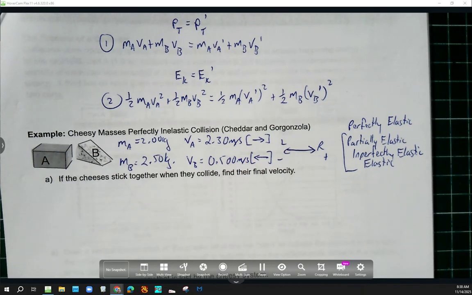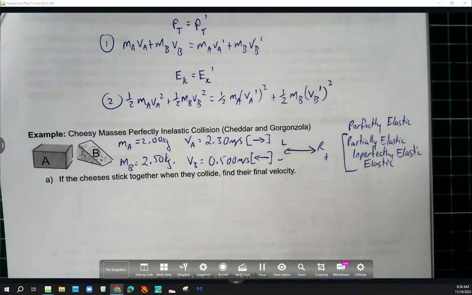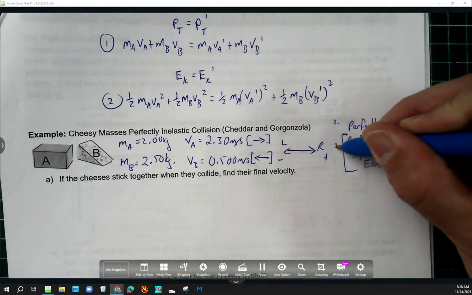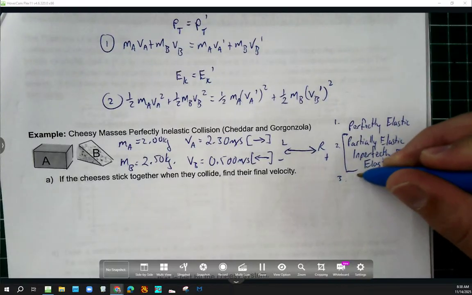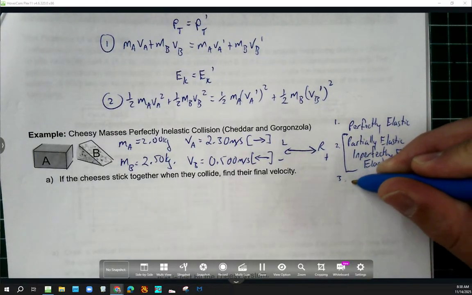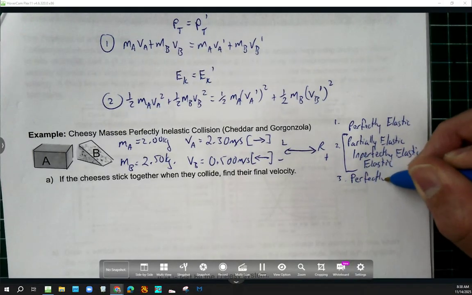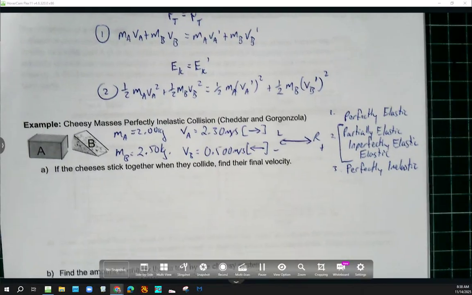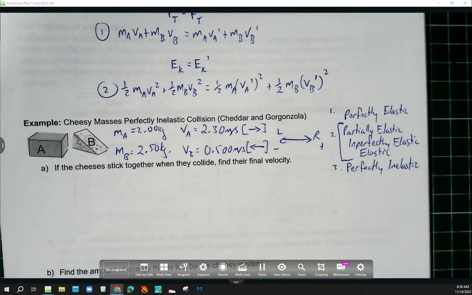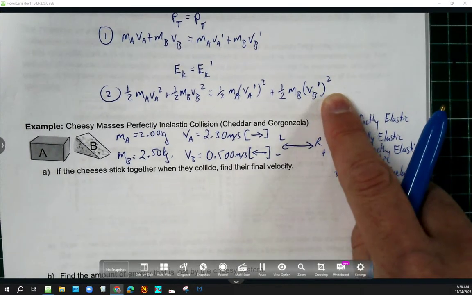So we just claimed that it's going to stick together, so it's neither of those two options, neither option 1 nor option 2. Option 3 is that perfectly inelastic. And perfectly inelastic means that these two objects, when they collide, are going to stick together, and there is energy loss.